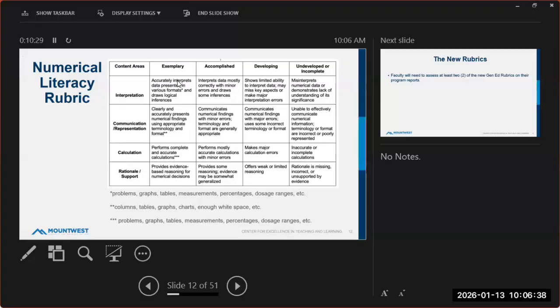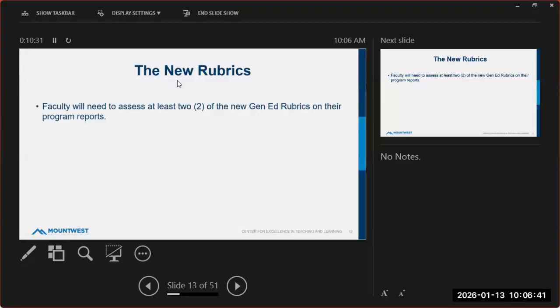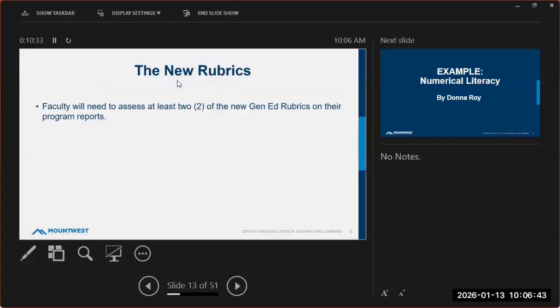And then Sarah, if I recall, I guess we need to go forward a little bit. So we will assess 2 gen ed rubrics on a program course in the spring. So we don't have to do all of them, but at least 2. Yes, at least 2. Yes.